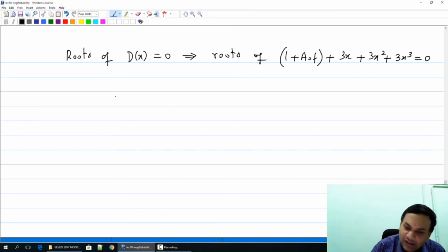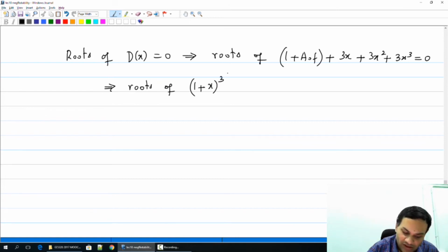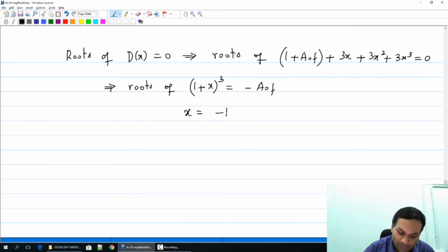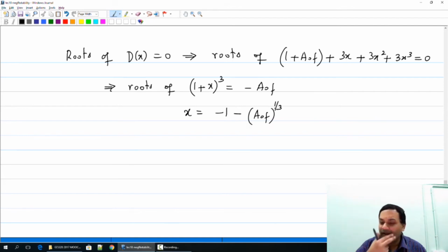Now the roots of this particular polynomial are the same as roots of 1 plus x the whole cubed equals minus A naught f, or x is equal to minus 1 plus minus A naught f whole power 1 by 3. Right? Now it is clear that the cube root of A naught f will have 3 roots, and each one of them will give you a particular solution.